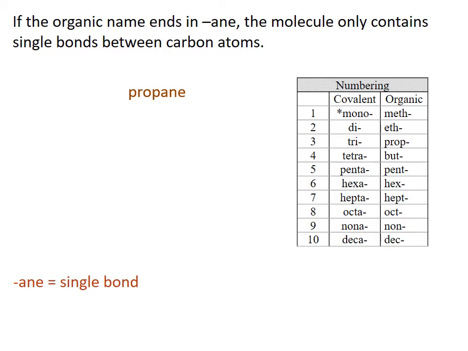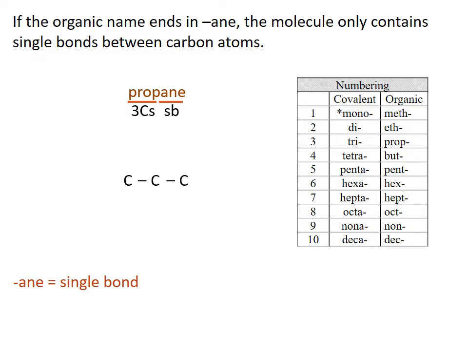Propane. I want you to underline prop. And we see that prop means 3 carbons, so under that write 3 C's. Ane means single bond. So propane means 3 carbons singly bonded. So I draw 1, 2, 3 carbons singly bonded.